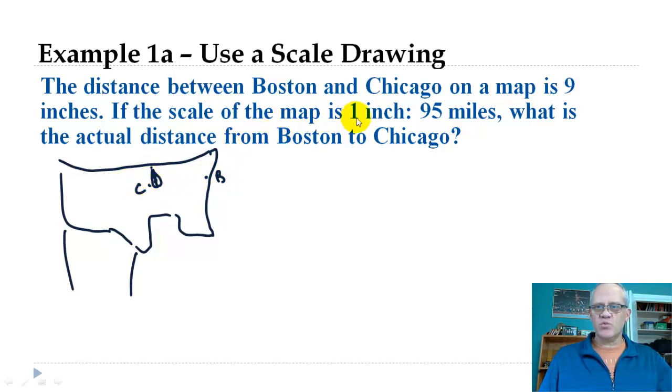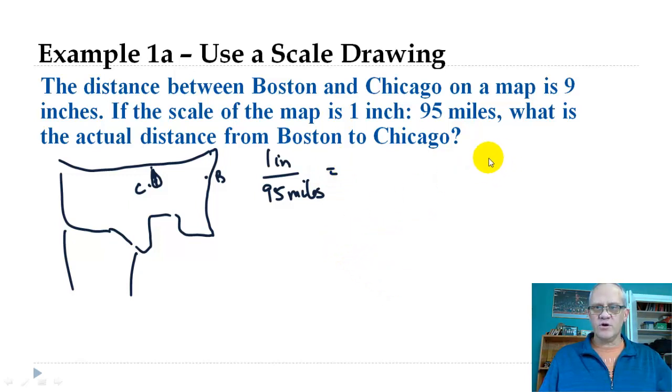So the scale is 1 inch to 95 miles. So what's the actual distance? On the map, we're saying from here to here, this would be 9 inches. Well, what's it going to be in real life? What you can do is just set up a proportion. So we're going to make the scale here. Remember the scale, what we just talked about, is 1 inch to 95 miles. So we're going to say 1 inch to every 95 miles. Okay, that's our scale. Well, what's that going to equal?